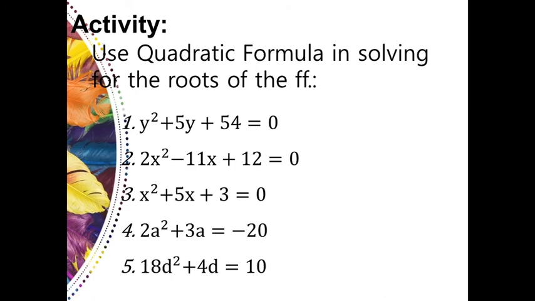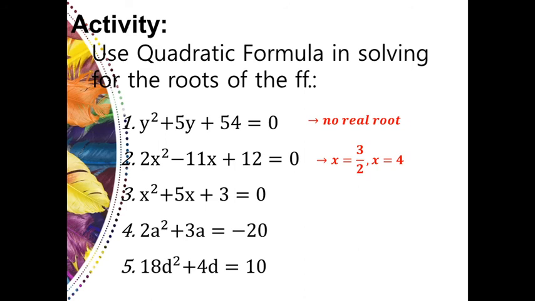Okay, so for number 1, let us check your answer. Y squared plus 5y plus 54 is equal to 0. Do we have real roots? We have no real root. Okay. For number 2, do we have real roots? Yes, we have. We have the roots which are equal to 3 over 2 and positive 4.